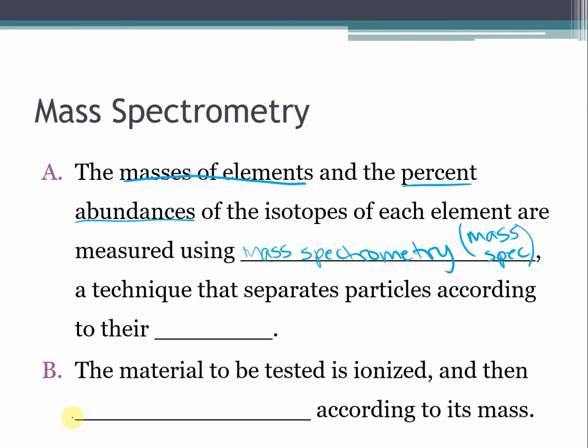Mass spec. This is a technique that separates particles according to their mass. Different particles have different masses. The heavier they are, the lighter they are, the more they are separated. So how this works is the material to be tested, whatever you want to find the masses and the percent abundances of, is ionized. It's put into this machine called a mass spectrometer, and it's heated up super hot until it is vaporized and then ionized. And once it is ionized, it is separated according to its mass.